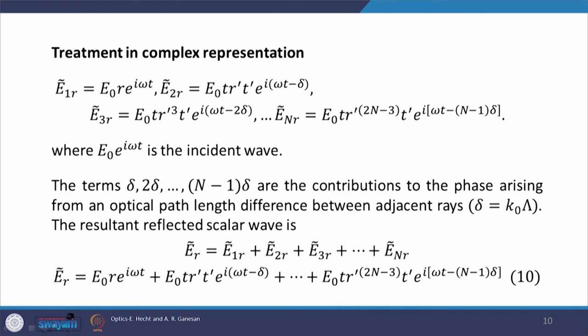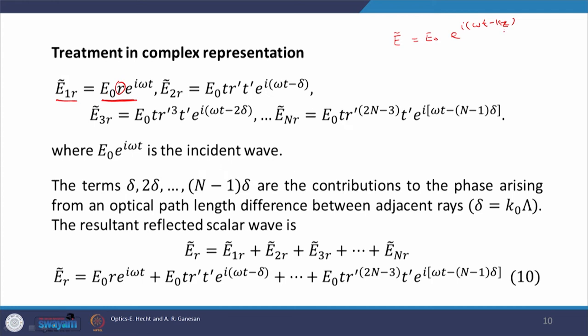Now, the same thing can be done in a complex representation very easily. How do we do this in the complex representation? We know a wave in the complex representation is written as follows: E is equal to E0 e to the power i(omega t minus k z), where z is the direction of the propagation. Now here, what we assume is that the first reflected wave, which is represented by E1r tilde, is represented by E0 r into e to the power i omega t, where r is the amplitude coefficient of reflection.